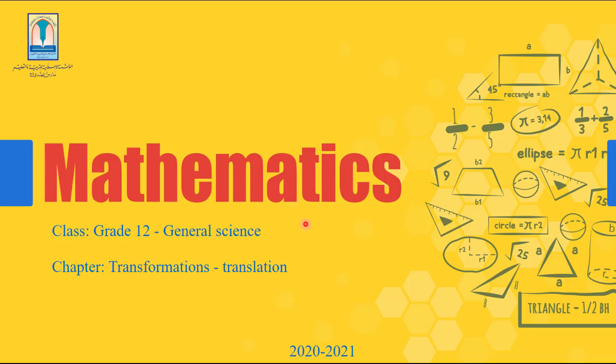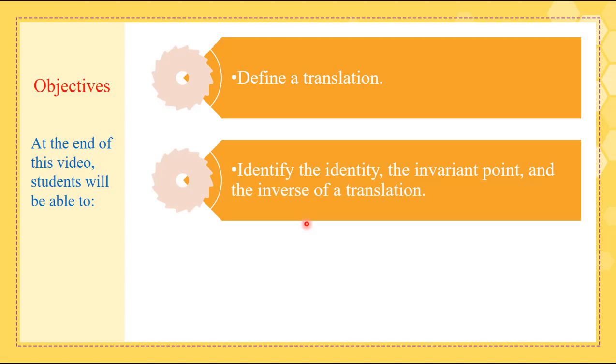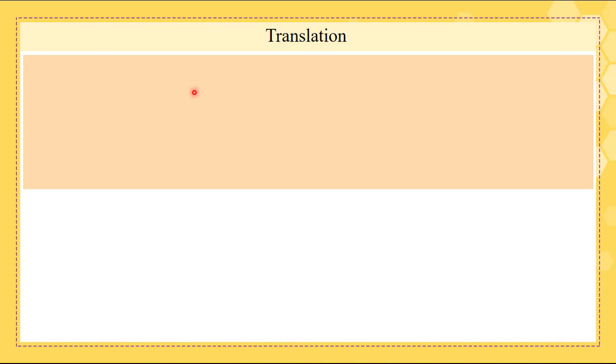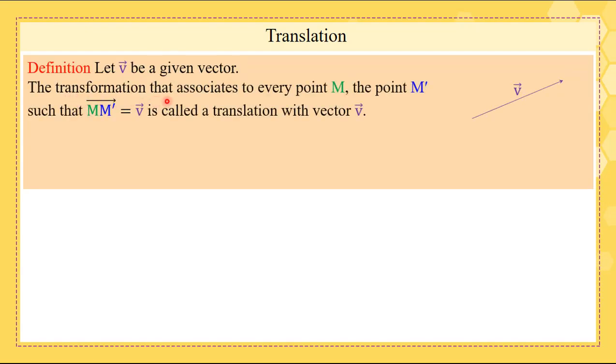Our lesson today is about translation. Now, translation is one of the forms of transformation. Let us start by definition. Let V be a given vector. The transformation that associates to every point M the point M prime such that MM prime vector is equal to V vector is called a translation with vector V.